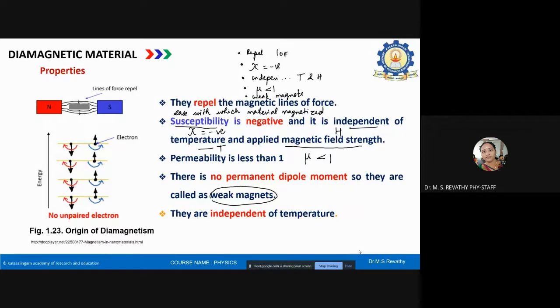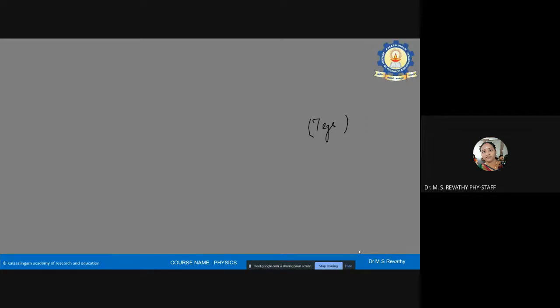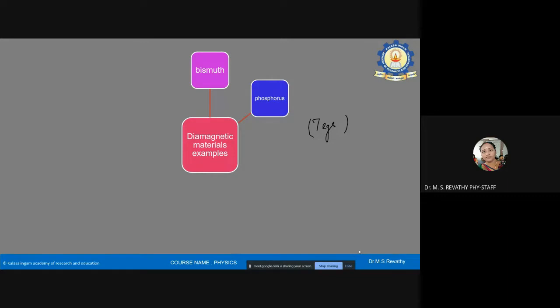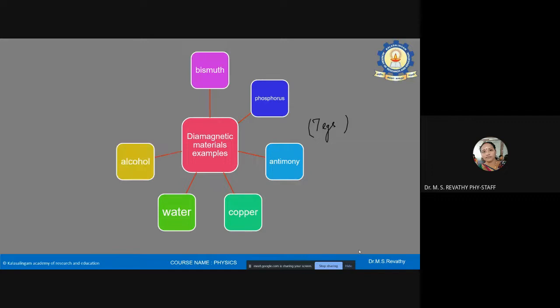Then after understanding this, let us see some 7 examples of diamagnetic material. One by one we are going to see bismuth, phosphorus, antimony, copper, water, alcohol, and hydrogen. Among these, if you remember at least 3 examples, that is quite enough. Bismuth, phosphorus, antimony, copper, water, alcohol, and hydrogen. These are the 7 examples.